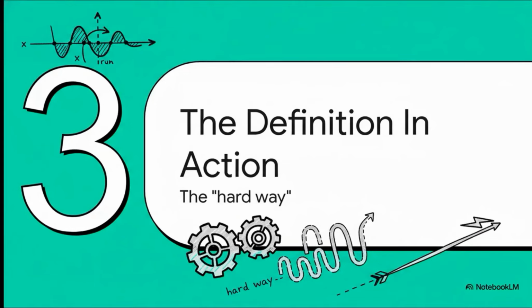Now, to really see how this thing works, we've got to get our hands dirty. We're going to walk through an example, and we're going to do it the hard way first, using that full limit definition. It's so important to see what's happening under the hood before we jump to all the cool shortcuts.